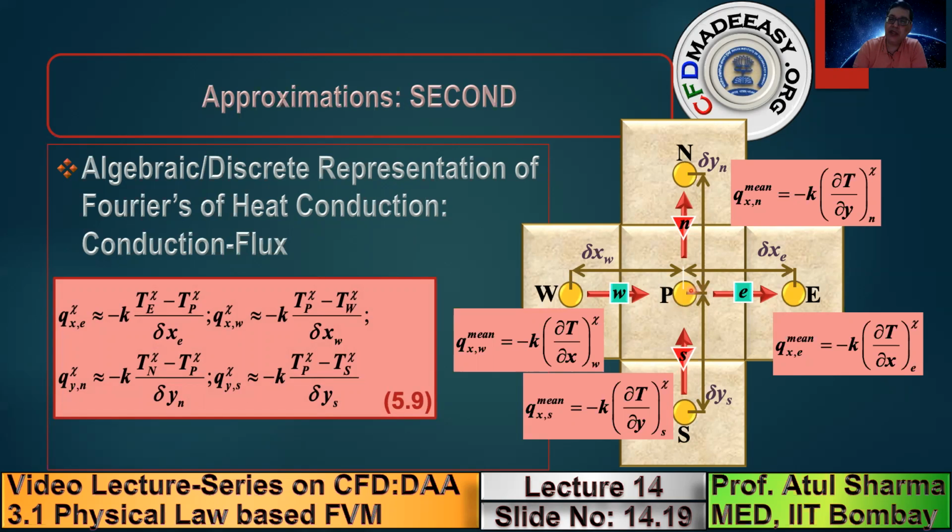But at P, there are two linear variations. One linear variation between P and W, another linear variation between P and E. But there is no continuity in between the two. So this approximation is mathematically called as piecewise linear approximation.